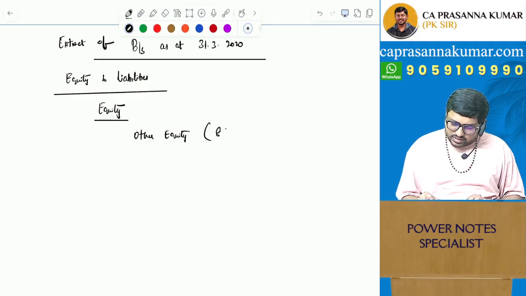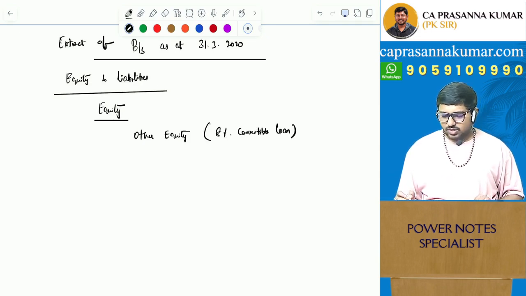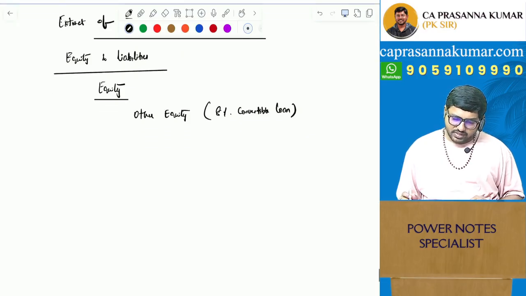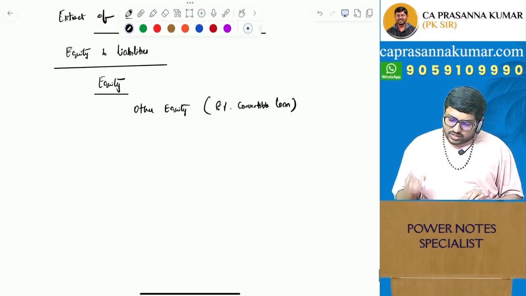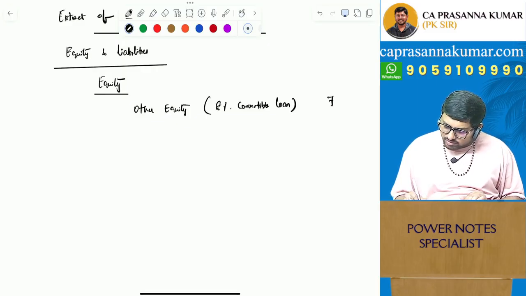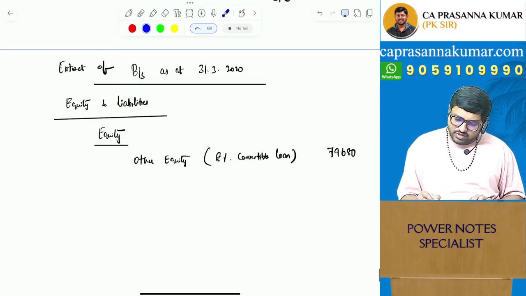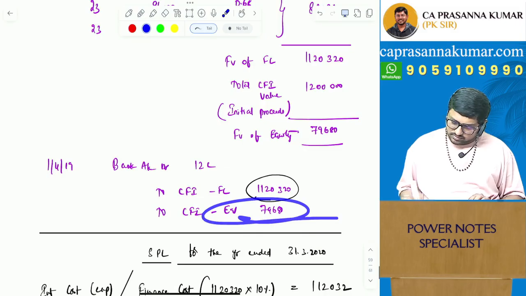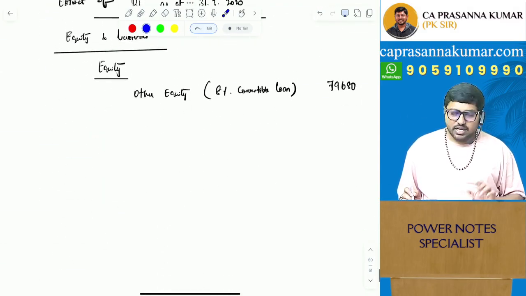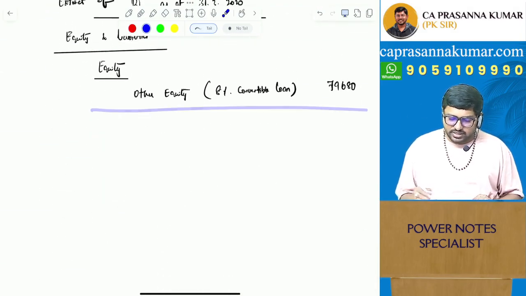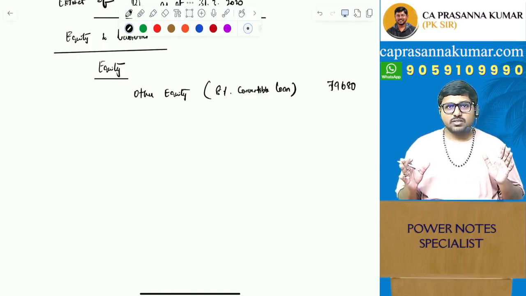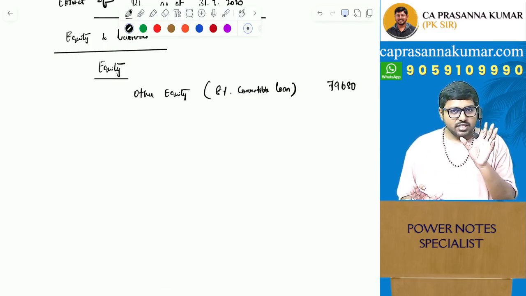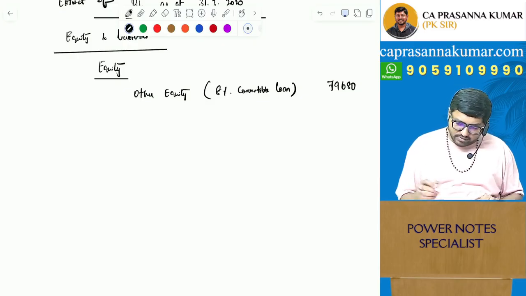What is this other equity, sir? We are talking about convertible loans, sir. Yes, only. Convertible loan. That will be shown under other equity. You understand the point? Because it has got equity portion. So equity portion will show here. How much is the equity portion? 79,680. We have got it now here. That equity portion will be shown under other equity. So even though the total name is so-called loan, but in that there is an equity portion, that equity portion will be shown here. Fantastic.